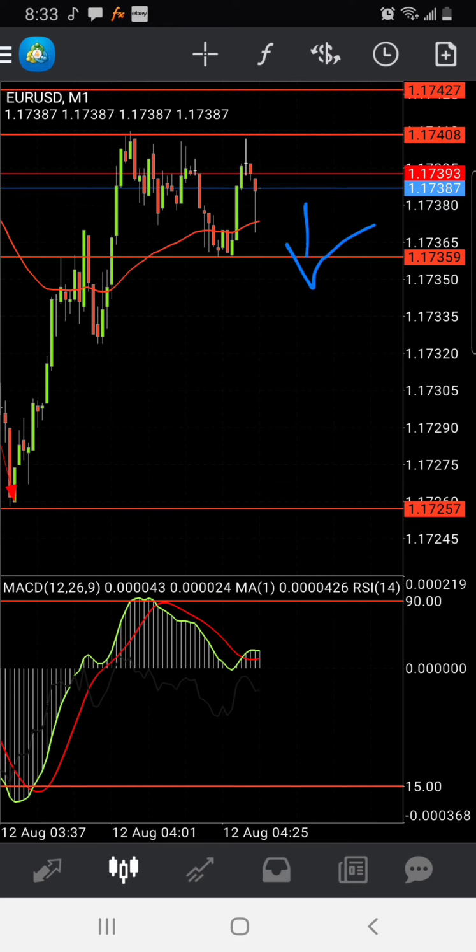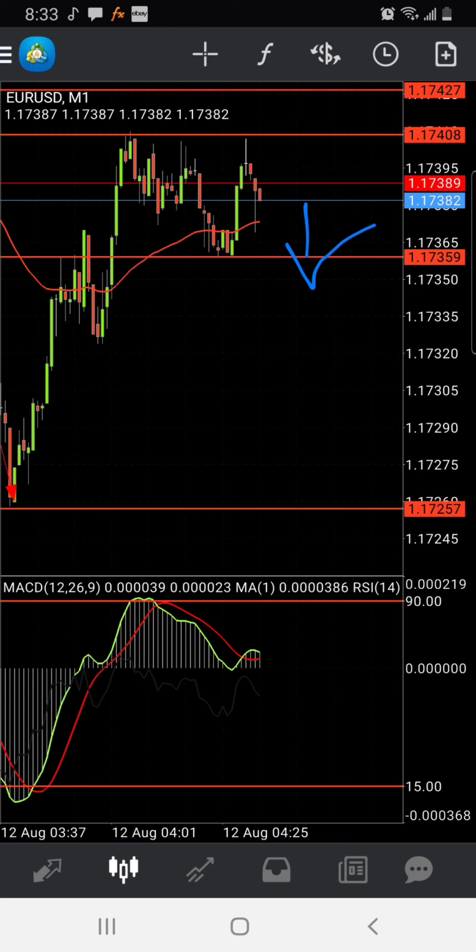It's trying to test this support, right? It's going to keep trying to test this support. If it doesn't work, it's going to shoot back up.